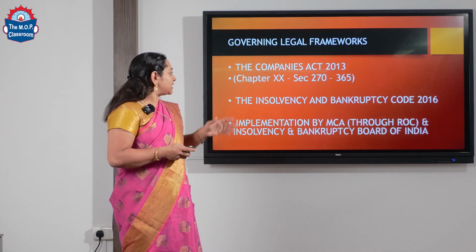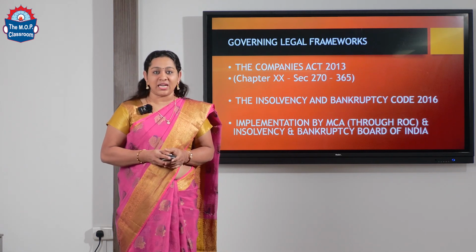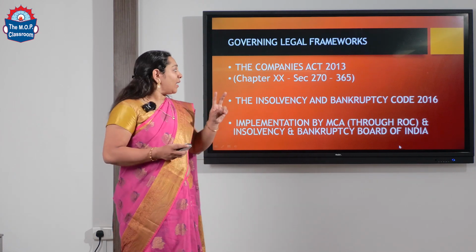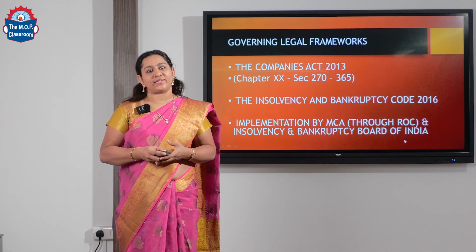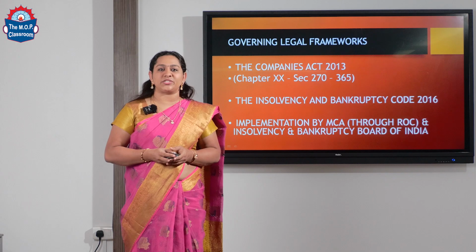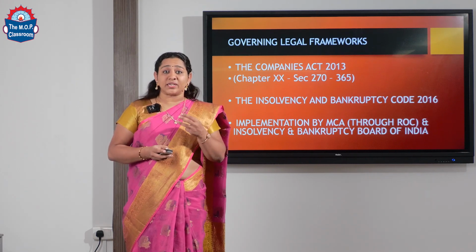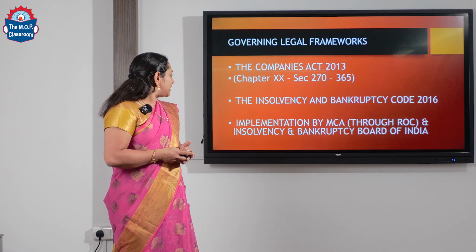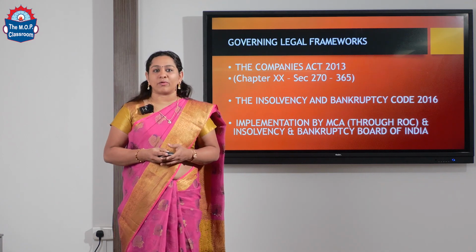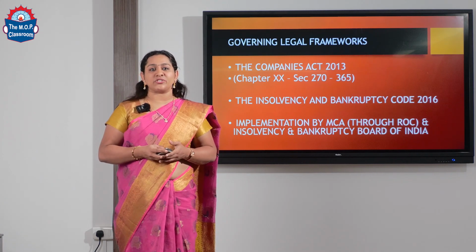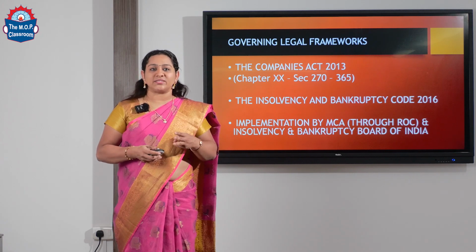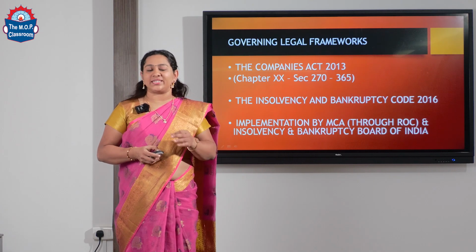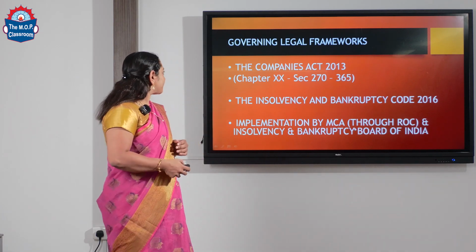And the more recent is the Insolvency and Bankruptcy Code of 2016, which was introduced for a more specific purpose, which we will explain later. Both these are laws that are to be implemented through agencies appointed by the Ministry of Corporate Affairs. There are primarily three agencies. The first one is the Registrar of Companies, and the second one is the Insolvency and Bankruptcy Board of India, and the third one being the National Company Law Tribunal. All three agencies are entrusted with the activity of overseeing the corporate functions of every entity registered in the country.